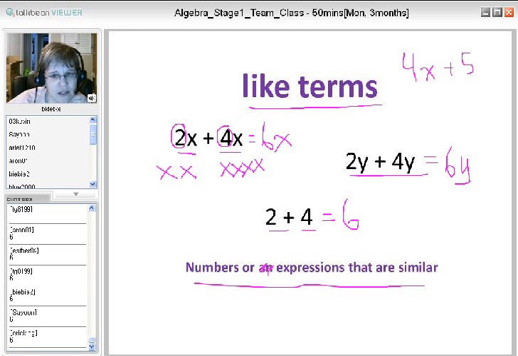Okay, what if I have something like this? What does 4x plus 5x equal? Right, 9x. Okay, great.